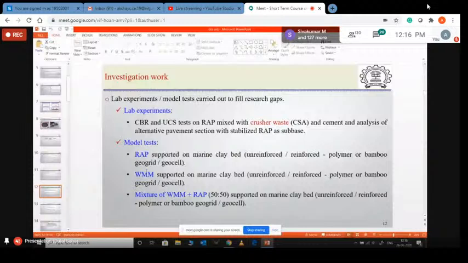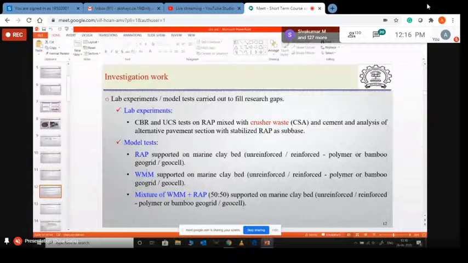A few of the results are like this. Once we used 100% RAP without mixing it with any crusher waste, we found that the soaked CBR value increased from 20% to close to 40%. That means 100% RAP with 0% cement and 100% RAP with, say, 4% cement. The increment in CBR value was from 20 to close to 40.